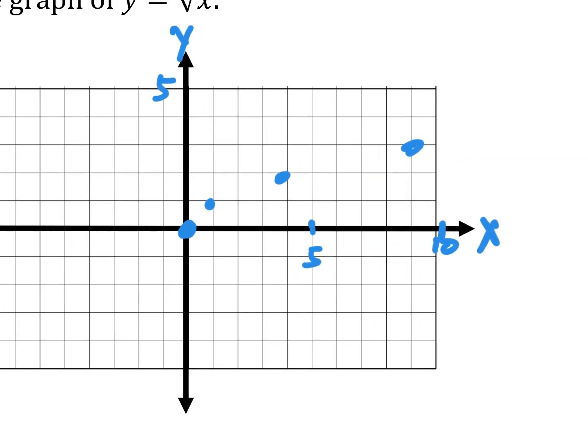When you plug in 2, you get 1.414. The square root of 2 is about 1.414. So that gives us the point 2, 1.4-ish. It's about right here. The square root of 3 is about 1.7. That's somewhere right about here.